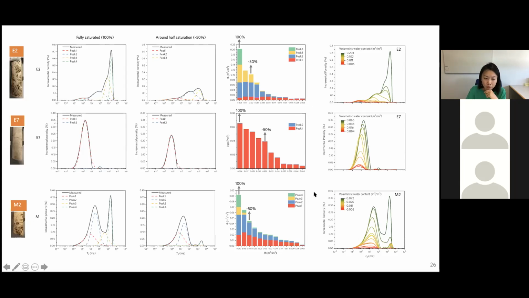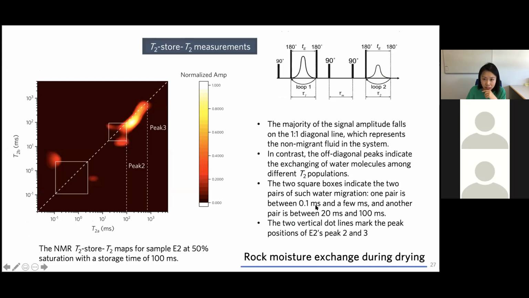So we also designed a T2 store T2 measurement, which is trying to detect if there is any potential pore coupling phenomena, which means if the water actually moves between different pore systems during this drying process. To give you a little bit of background about T2 store T2 measurements, this is a measurement designed to detect the chemical shift of proton and to monitor the exchange of water among different pore environments.